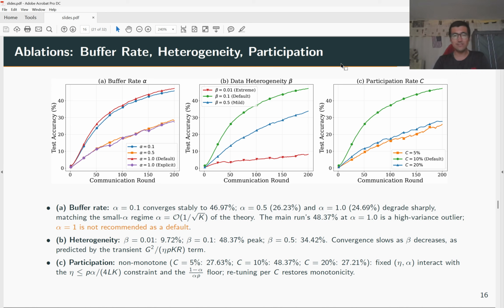And for panel C, participation is non-monotone. 5% gives 27.6, 20% gives 27.2, while the default 10% run reached 48. That looks odd. Shouldn't more clients help? And it deserves a real explanation, not a hand wave. So let's give it one right now.